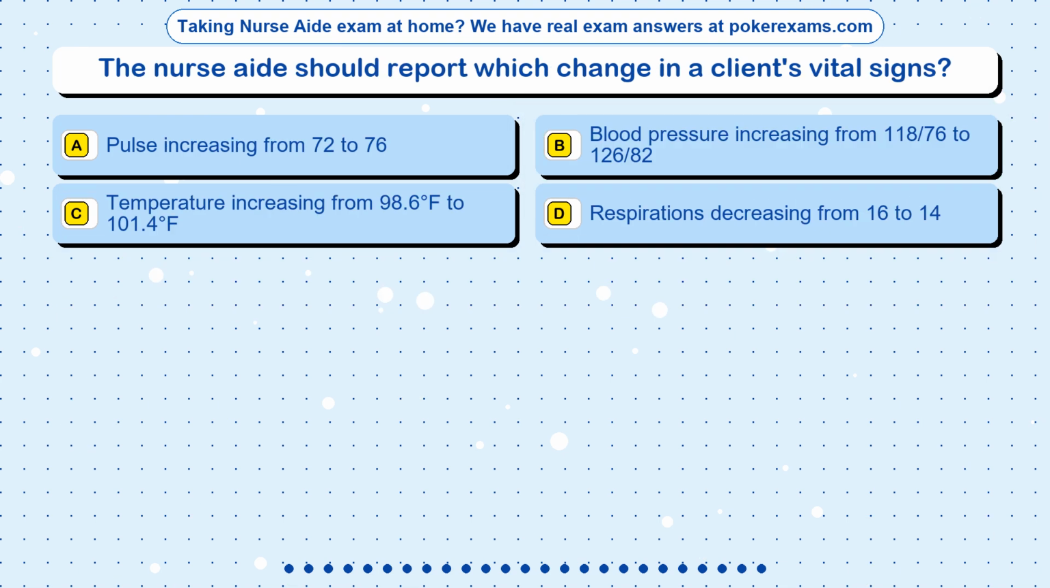Question 11. The nurse aide should report which change in a client's vital signs? Option A, pulse increasing from 72 to 76. Option B, blood pressure increasing from 118/76 to 126/82. Option C, temperature increasing from 98.6 degrees Fahrenheit to 101.4 degrees Fahrenheit. Option D, respirations decreasing from 16 to 14.